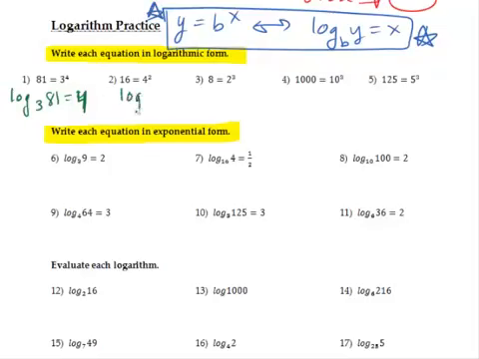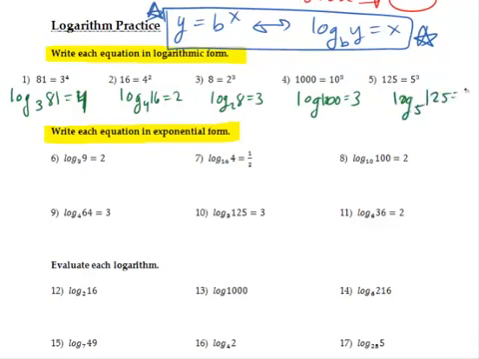This one is log base 4 of 16 equals 2. Log base 2 of 8 equals 3. Log 1000 equals 3. Notice I didn't have to put the 10 because this is a common log, so I don't have to write it if I don't want to. And log base 5 of 125 equals 3.